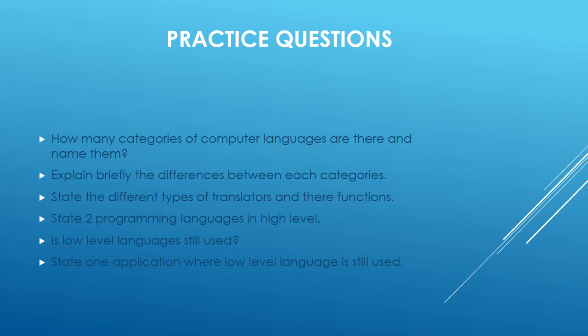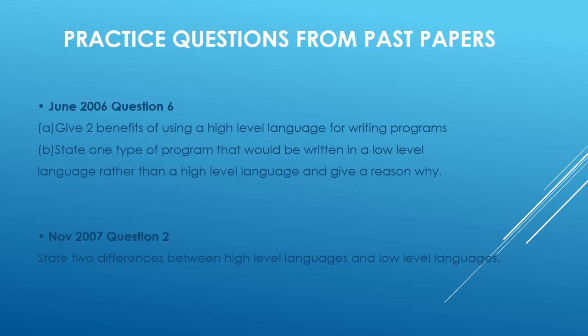These are the practice questions that you need to do in your journals, but there are a few questions I have added from the past. You need to practice the past paper questions. There are 2 questions I have included. In question number 1, the reference is given. Its A part says you need to write 2 benefits of using high-level languages for writing programs. In B part, you need to state one type of program that would be written in a low-level language rather than a high-level language and give a reason. In the second question, you need to state 2 differences between high-level languages and low-level languages.